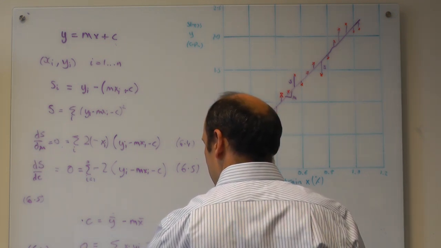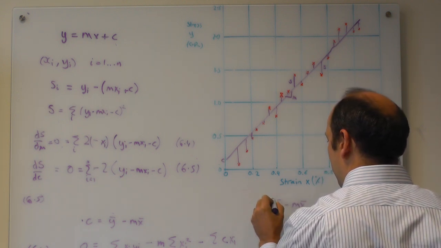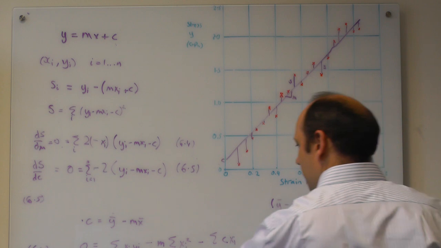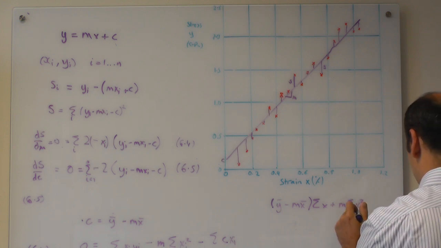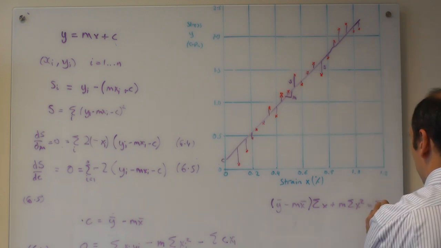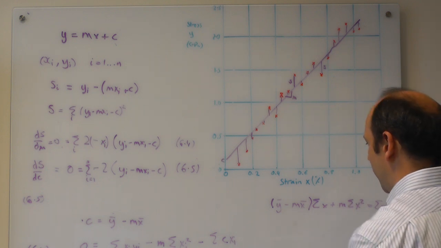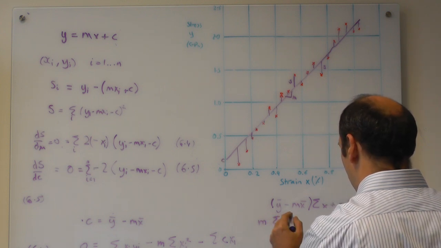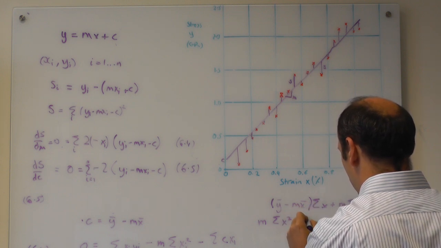So if I come over here, I'll take c as being y bar minus m x bar, times the sum of my x's there, plus m times my sum of my x squareds is equal to the sum of xy. Okay, very good. Now, if I collect the m terms together, I've got m times the sum of x squared minus, and this is just x bar times n, so I've got x bar squared times n.